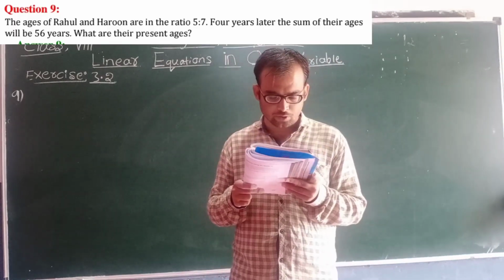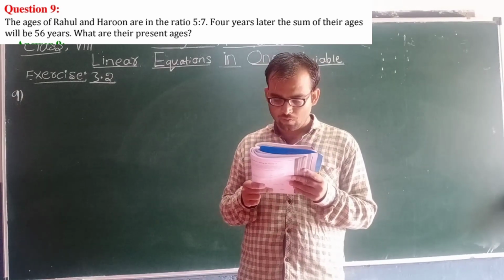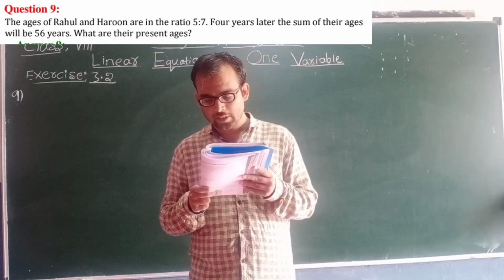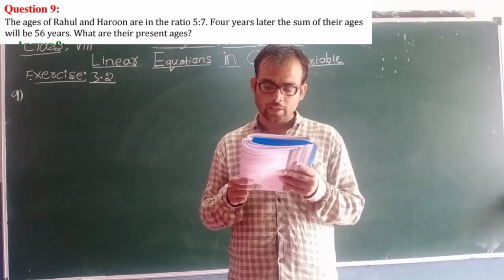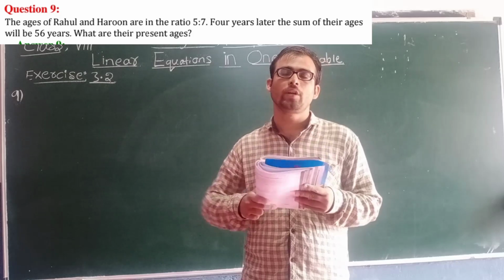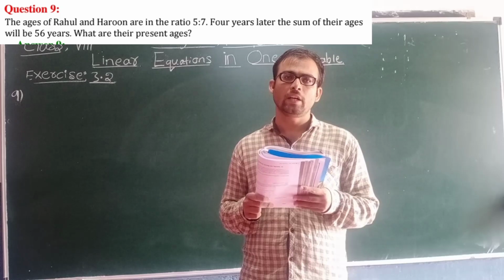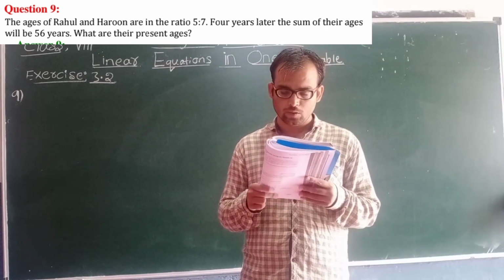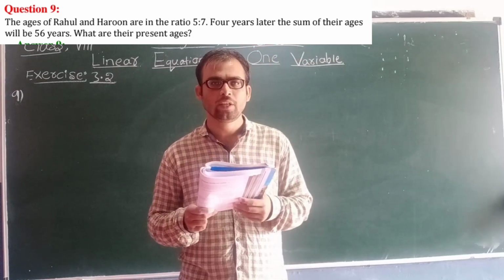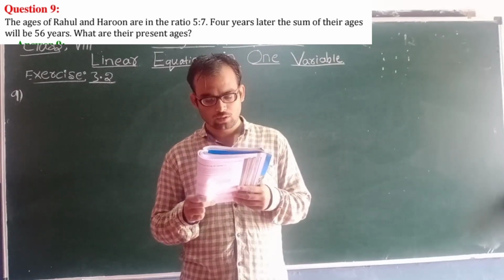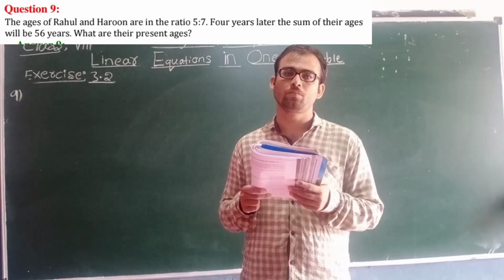Now let us see ninth question. The ages of Rahul and Harun are in the ratio 5:7. 4 years later, the sum of their ages will be 56. What are their present ages? So here there are two friends, that is Rahul and Harun. They have given the ratio of their ages, that is 5:7. After 4 years, the sum of their ages will be 56. So what we need to find? We need to find the present age of Rahul as well as Harun.